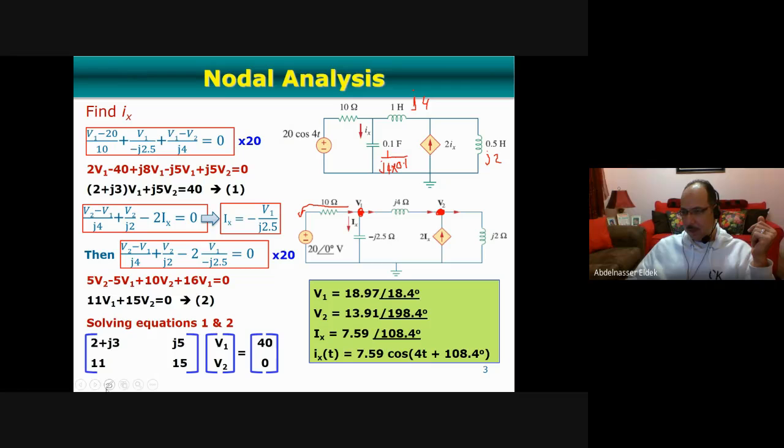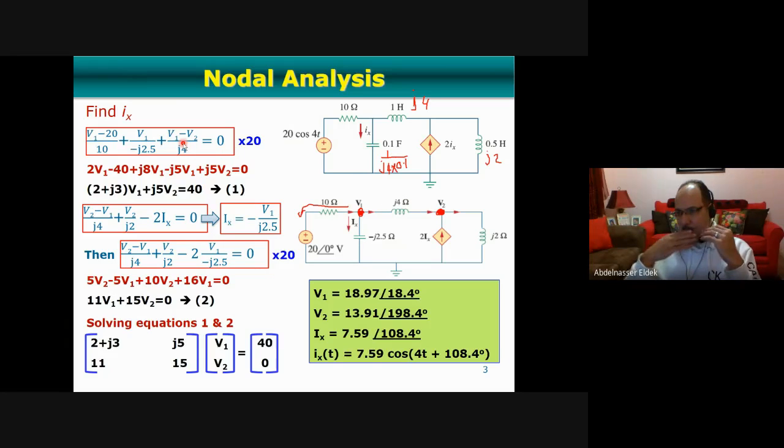So let me use the pointer here. The first current from V1 to the source is V1 minus the voltage, which is 20, divided by 10 ohm. The second current is V1 minus 0, which is the ground, divided by negative j2.5. And the third one is V1 minus V2 divided by j4. There it is.